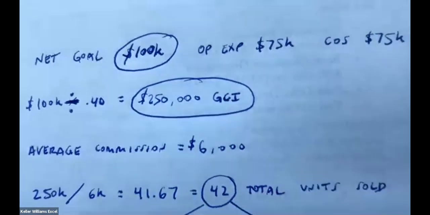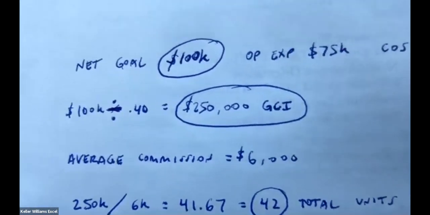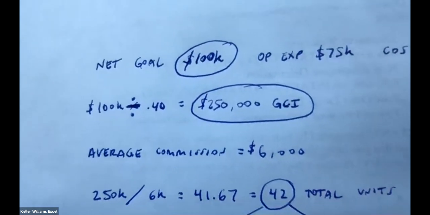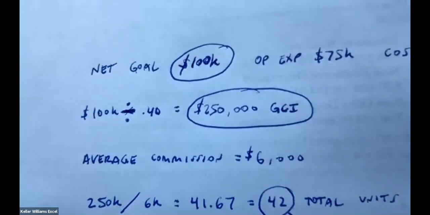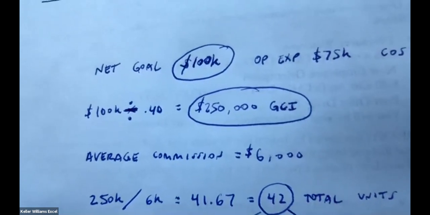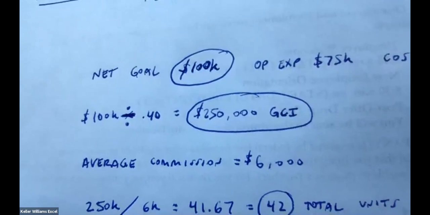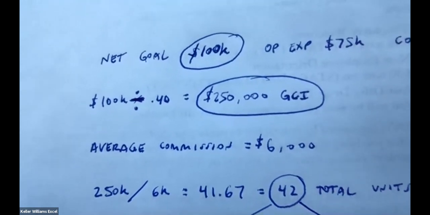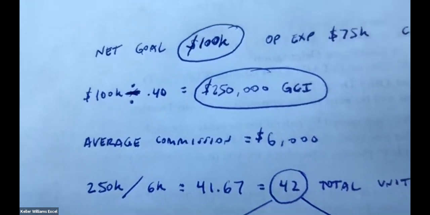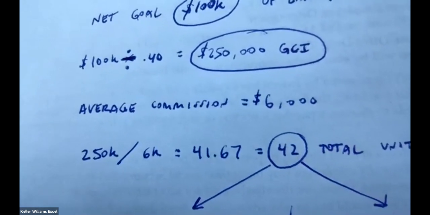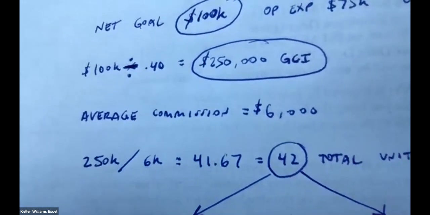So the calculation, I'll real quickly run it down one more time. You can write this calculation down and compare it to your own goals. The net number you want to end with, divide it by 0.4, and that's going to get you your GCI. You then divide your GCI by your average commission, and that's going to tell you how many homes you need to sell. But we're not done, folks.